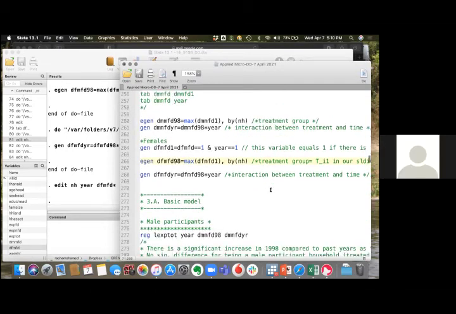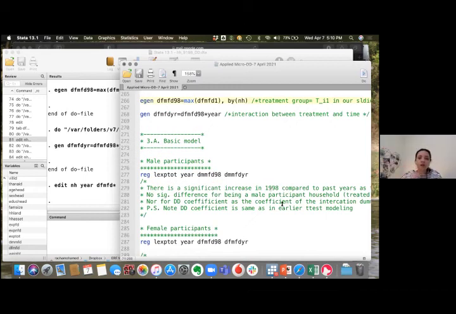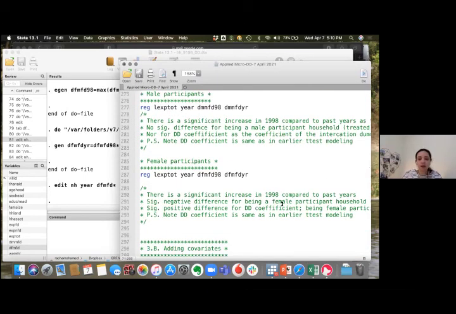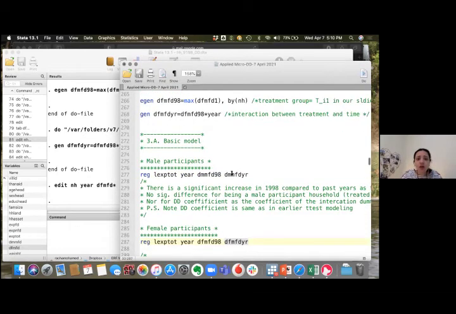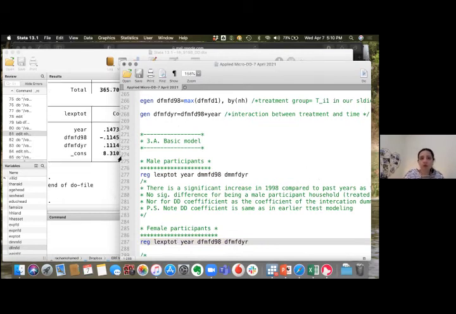Okay, so now I created our time dummy, which is the year 0 and 1. We created our treatment dummy, TI1, equal to 1 for households who had been treated and 0 for those who are not being treated. And we created the interaction dummy. So now I will run the regression without any covariates as we did in the beginning in the slides, and let's see what we will get.